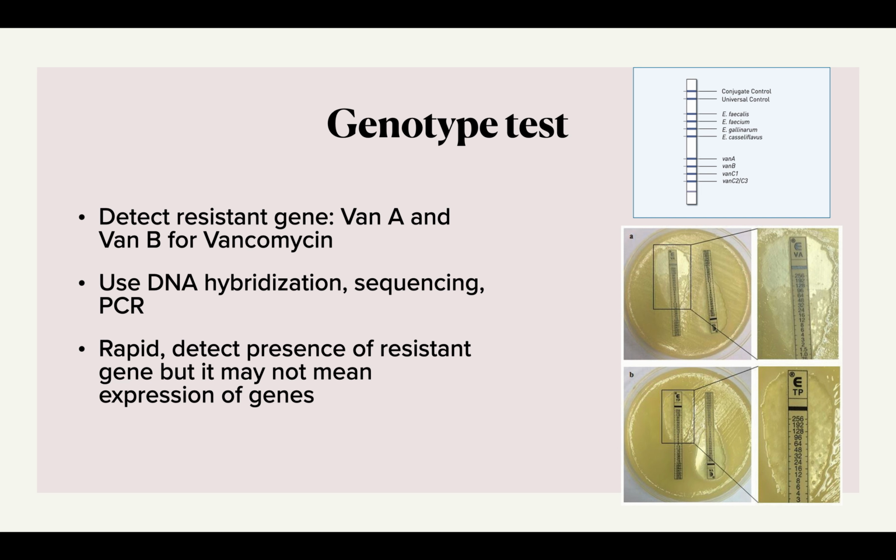Genotype test is going to detect the resistant gene VAN A and VAN B for vancomycin. So we want to see if any of these bacteria are going to be resistant. It's rapid and it can detect the presence of the resistant gene, but it doesn't necessarily mean that it's going to detect the expressed gene.